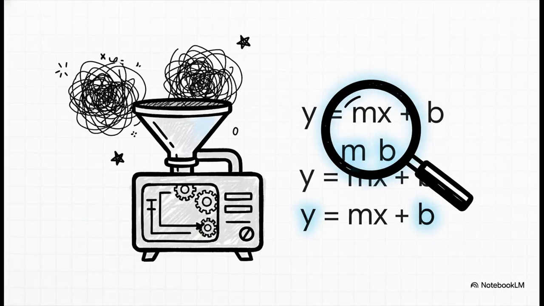Now here's the best part. You don't have to draw a single graph to figure this out. The fastest, easiest way to find the number of solutions is to just rearrange both equations into the good old y equals mx plus b format. Once you do that, you just compare the m, the slope, and the b, the y-intercept. That's it. It tells you everything you need to know.